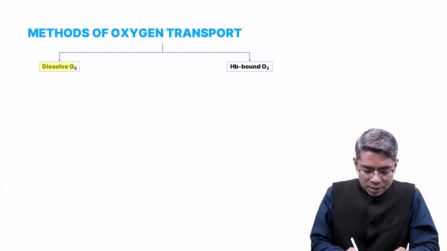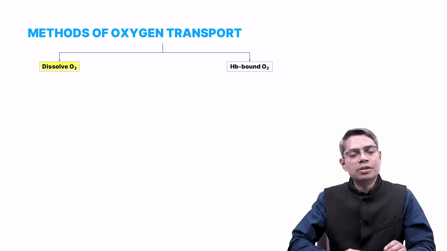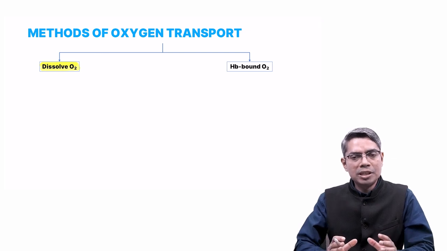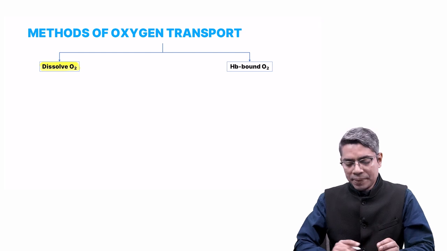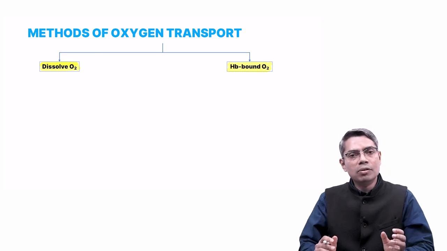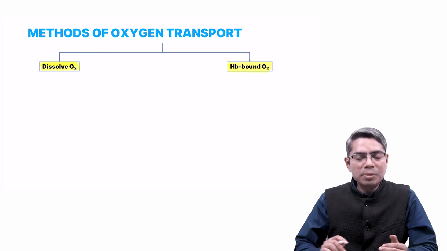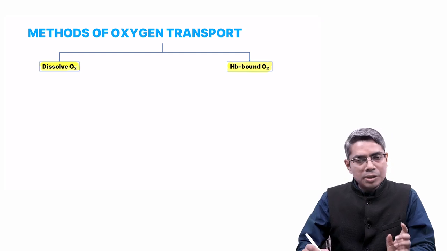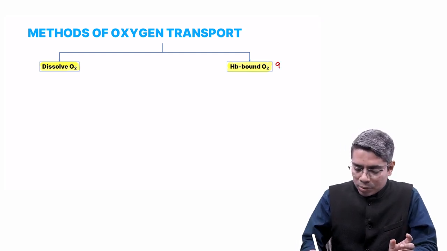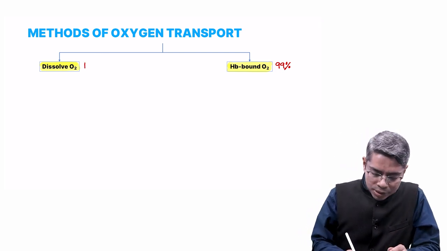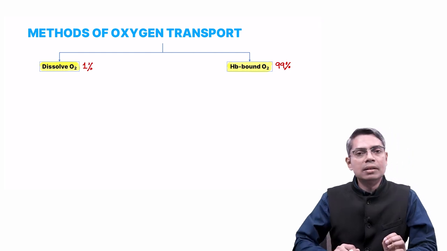Obviously, one is the dissolved oxygen. This is the oxygen which is dissolved in the plasma portion, the water content of the plasma. And the other is hemoglobin bound oxygen, that is chemically bound oxygen, the oxygen combined with hemoglobin. So oxygen is transported by two methods, but remember that most of the oxygen is transported in the arterial blood by the hemoglobin bound method, and only 1% of the total oxygen is carried in the dissolved form.